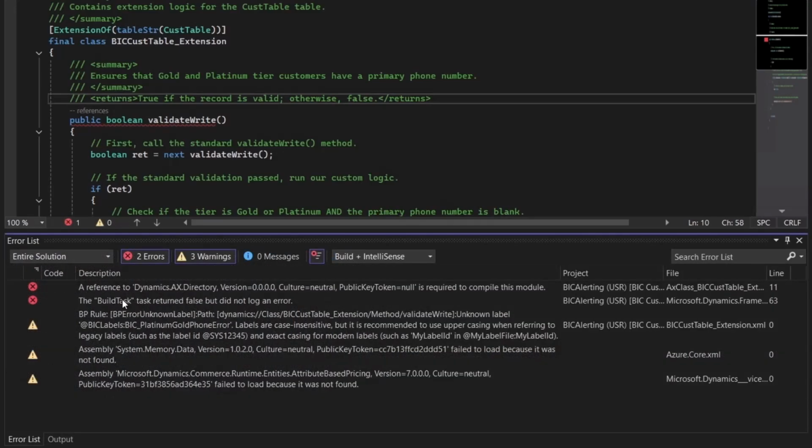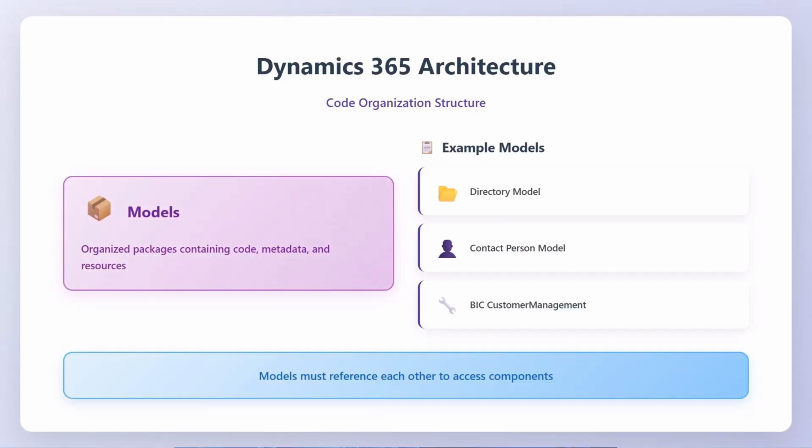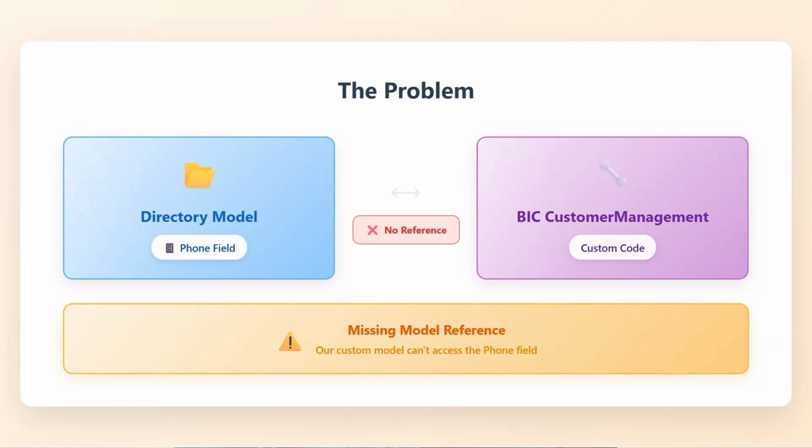So, you can see that we've got a build error. The message says that a reference to the directory model is missing. This is a common scenario. It happens because Dynamics 365 organizes its code and metadata into packages called models. The phone field we're referencing in our code actually belongs to the directory model. However, our custom model, BIC Customer Management, doesn't yet know that it needs to use elements from it.